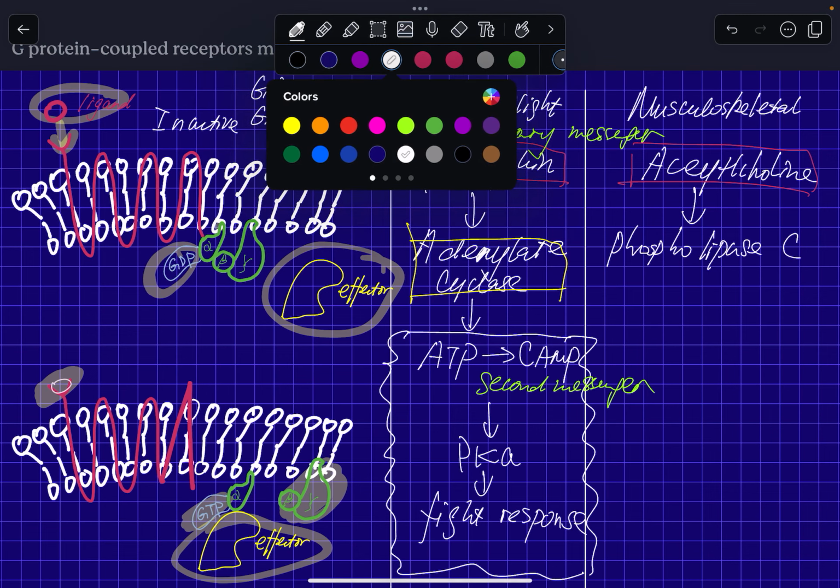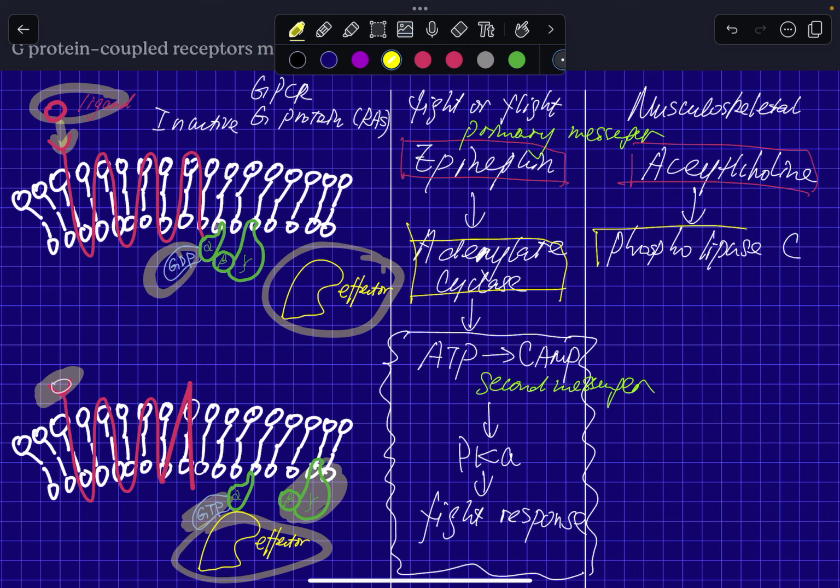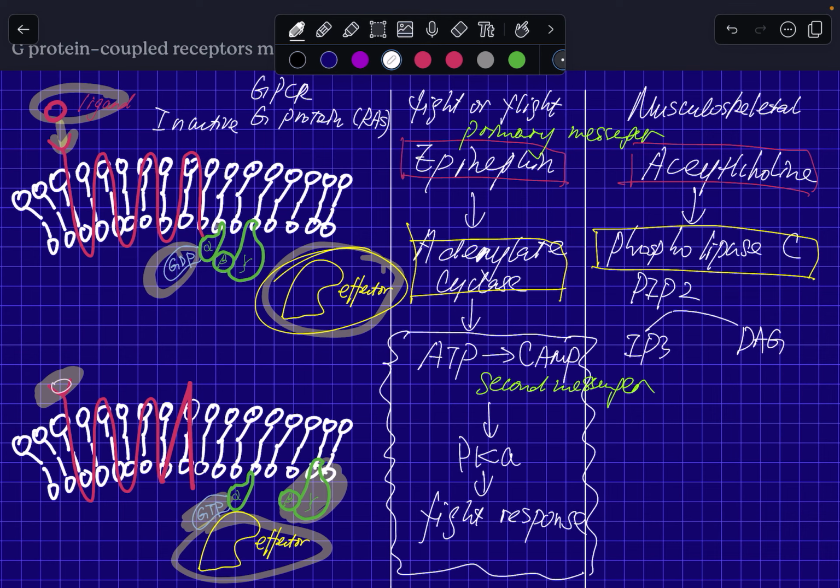Okay, so in this case, my effector enzyme, this yellow thing, is phospholipase C, okay? What phospholipase C does is facilitate breaking down PIP2. The PIP2 will be broken down into two parts, one being IP3 and one being DAG, okay? So in this case, the second messengers are IP3 and DAG, and then one more on the way, okay?